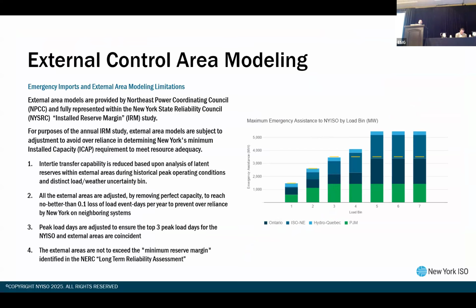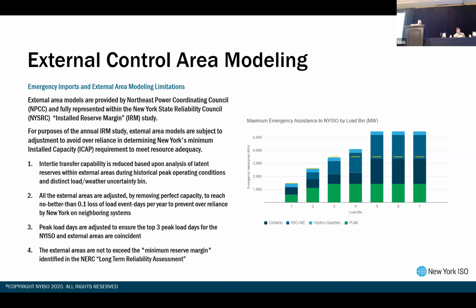So what I want to focus on today in the context of the wide area assessments is how New York ISO and the Reliability Council actually assume and treat our external assistance. There is a unique governance process at New York where the ISO conducts the probabilistic studies, and the New York State Reliability Council is actually the approving entity of the installed reserve margin and sets up our capacity market requirements. So when I speak about the Reliability Council, it's the approving body of the assumptions and the actual end results of the model.